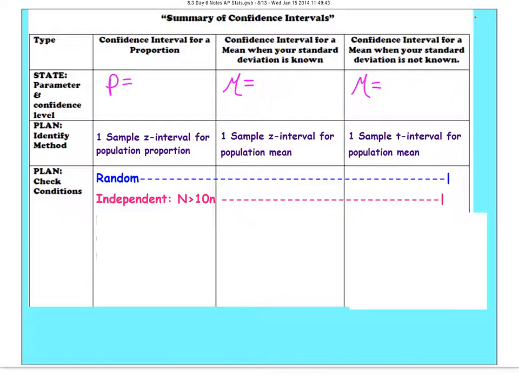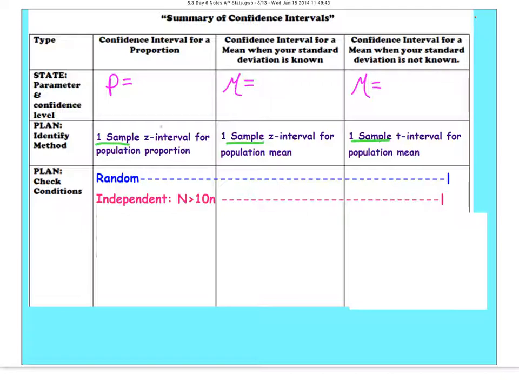So I want to take a few moments and highlight the summary of what we learned about the 3 types of confidence intervals in this chapter. Remember to do a confidence interval for the proportion versus one for the mean when you know your standard deviation, and the mean for when you don't know your standard deviation. The parameter of interest you should use in your state component, remember for proportions is a lowercase p, and for the means would be your mu's. Now, when it comes to the plan part, you're going to want to identify what the name of your confidence interval is. Notice for all of these, they're one sample because we're only taking one sample.